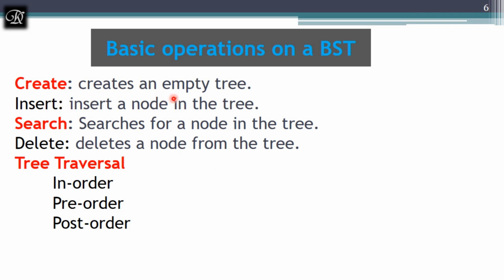Let's see what operations we can perform on the binary search tree. We can create a tree, add any number of nodes to it, and insert a node after the creation. It is also possible to search for a given key element. The binary search algorithm works on the principle of the binary search tree. Deletion of a node from the tree is also possible.